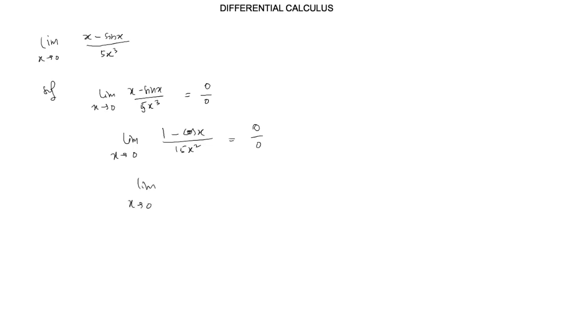Again, when you apply x as 0, you get 0 by 0. Again, differentiate with respect to x by L'Hopital's rule. So limit x tends to 0, cos becomes sine, so sine x divided by 30x. Again, this would be 0 by 0. So again, differentiating with respect to x, this would be cos x by 30. So when you put x as 0, I get 1 by 30.